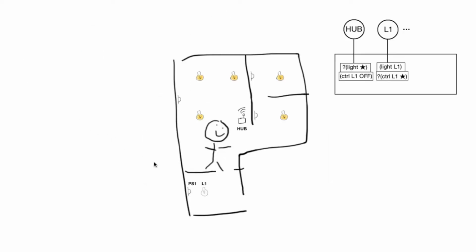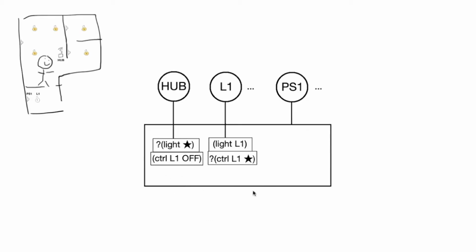Next, I install each presence sensor. I've labeled the first PS1. Like the lights, the system spawns an actor for each sensor. The actors make an assertion with a current sensor reading using the label present and their own identifier. The hub actor expresses interest in the reading of each sensor with a corresponding assertion.